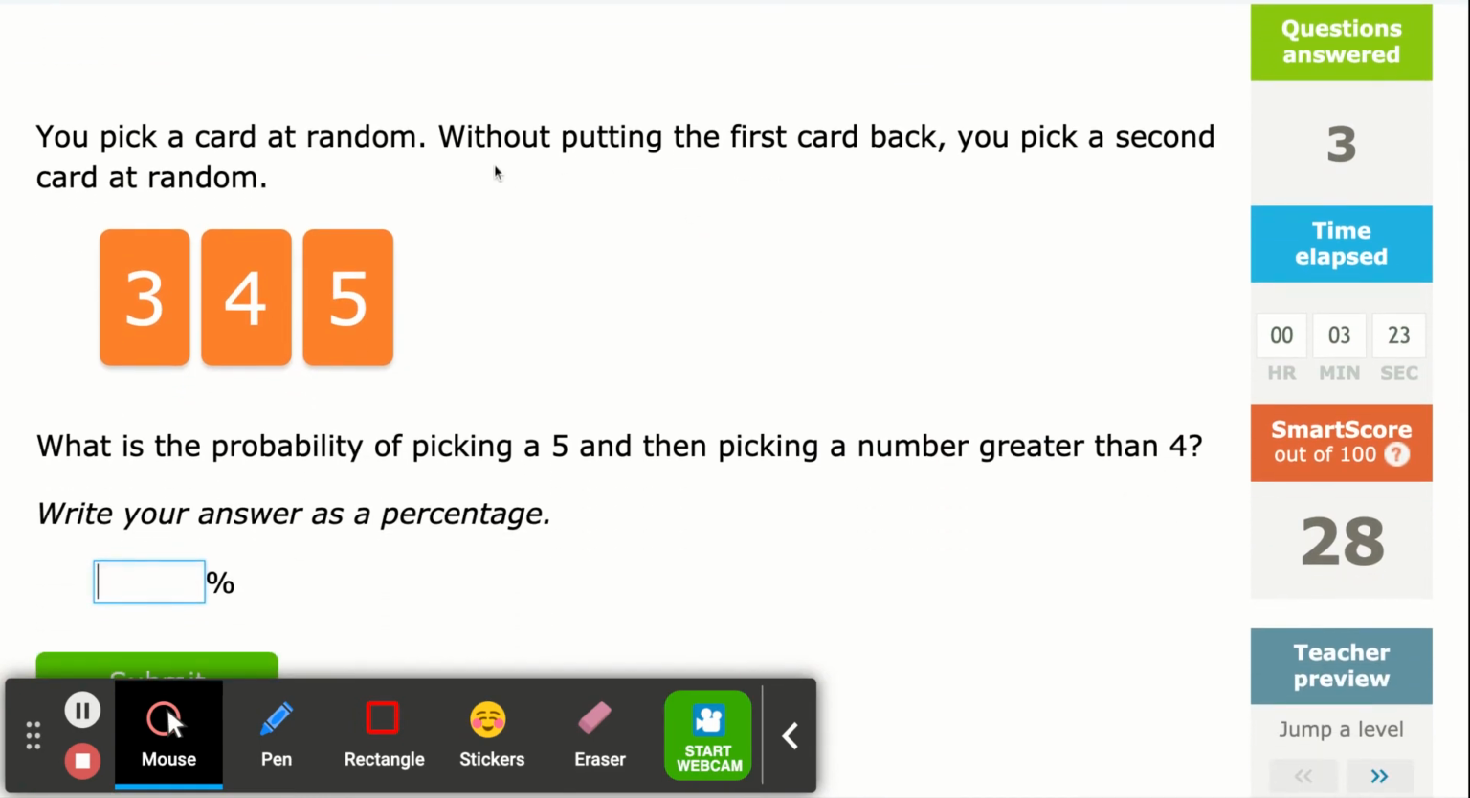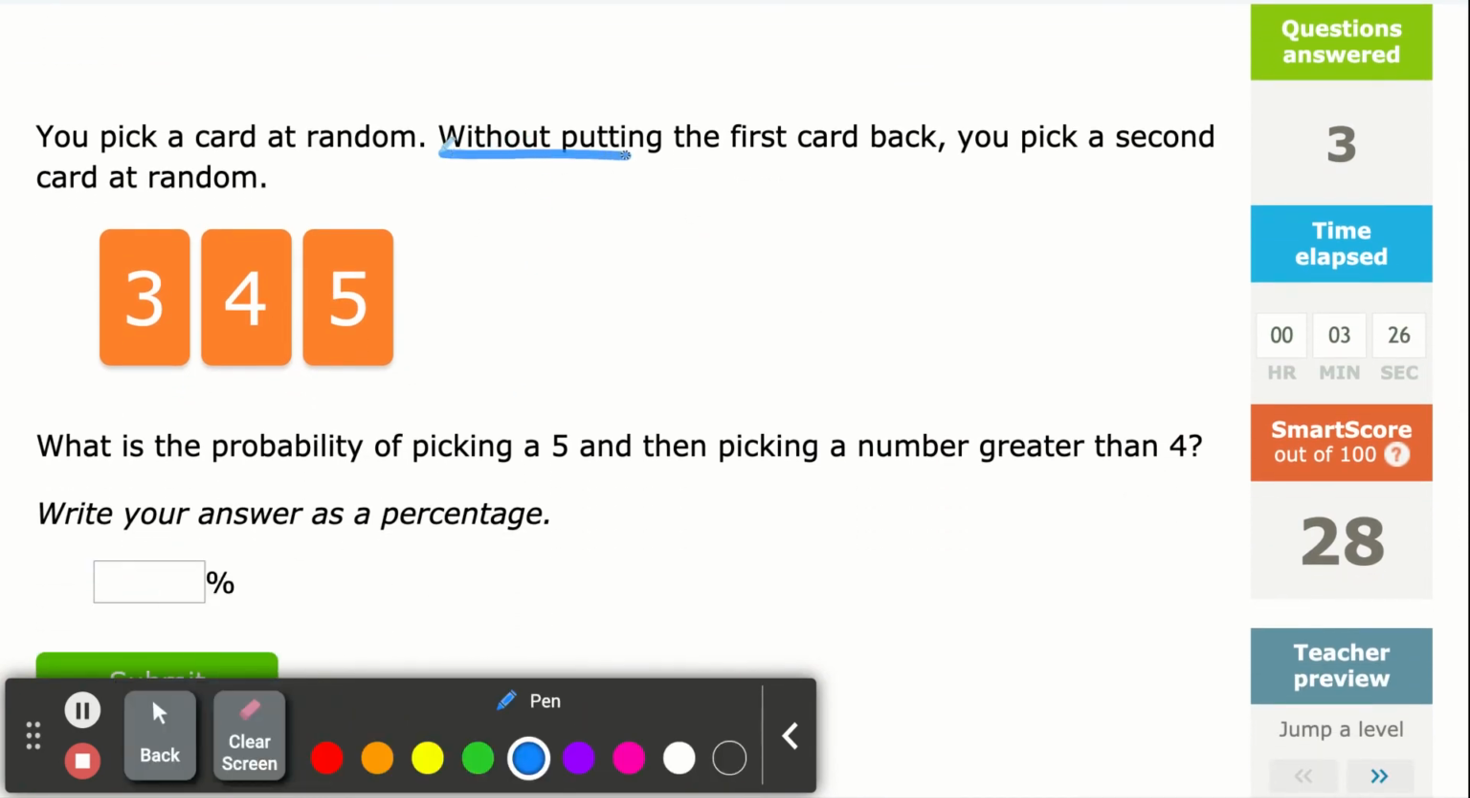Here's another one that's conditional. Conditional meaning without putting the first card back. Okay, what is the probability of picking a 5? That's my first event that I want to happen. There's 3 cards, and there's one of them that has a 5 on it. Now I'm not putting that back, so there's only going to be 2 cards left for the second event. And the second event is a number greater than 4. Wait, a number greater than 4. Picking a number greater than 4?